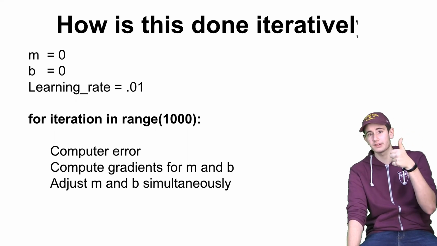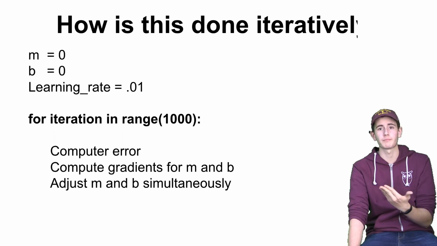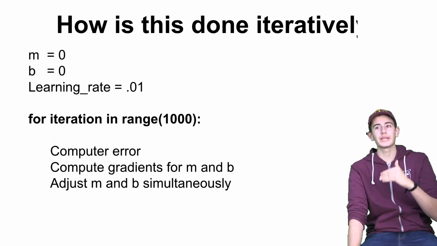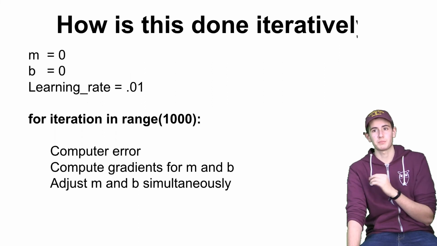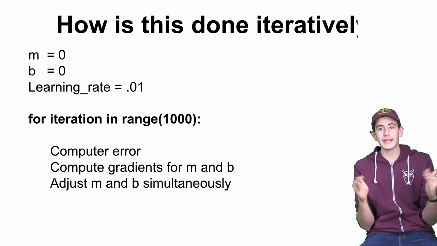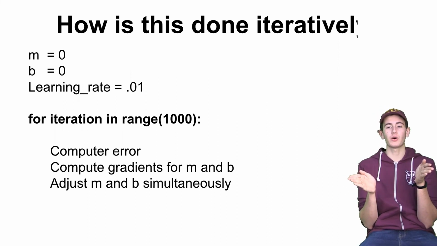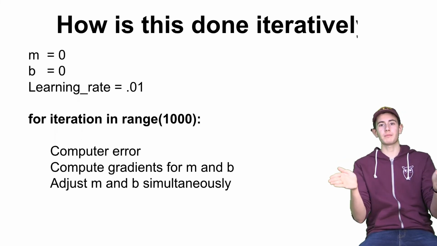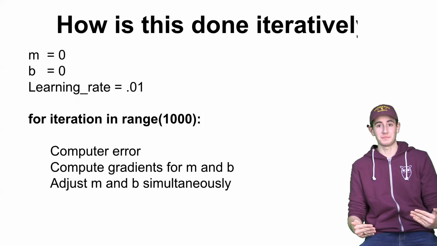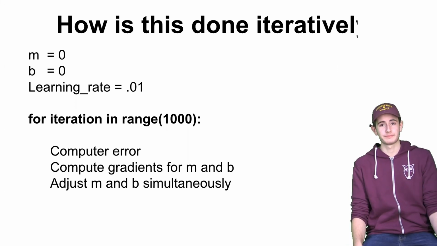First, we compute the error so we can visualize the error over time on a graph or on a plot. Then we are computing the gradients for M and B, the direction of steepest descent for M and B, and then simultaneously adjusting M and B. Because if we only adjust one variable, we'll only see how the cost changes with respect to the variable we're adjusting. We need to adjust both of them at the same time. And that's how gradient descent works.